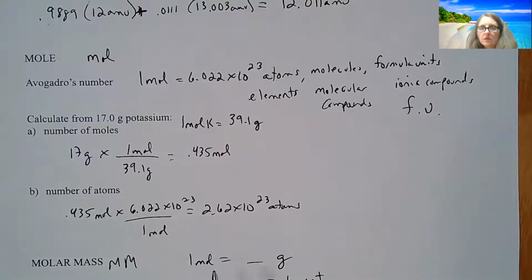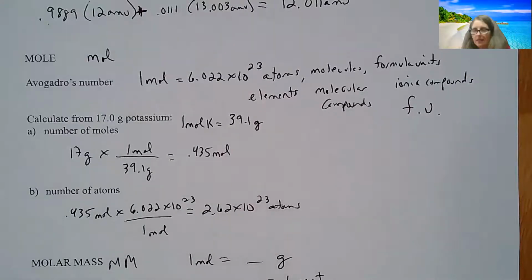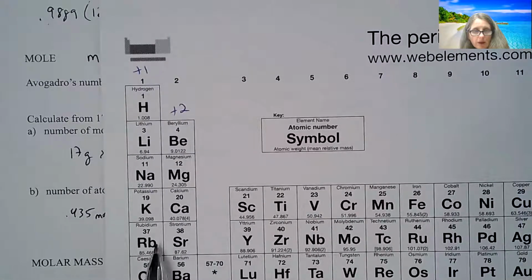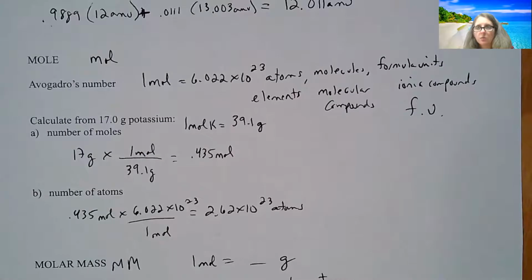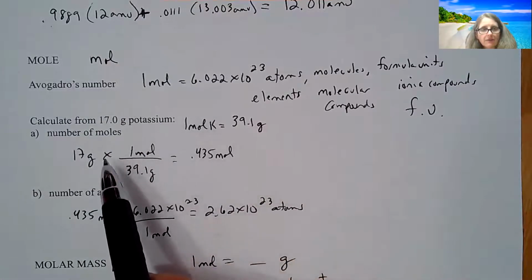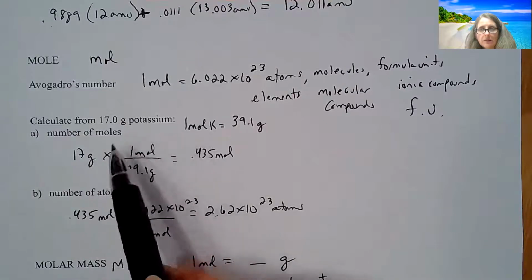So here I have the solutions to these next two problems. Again, when I look off the periodic table and look up potassium and its mass, essentially its atomic weight, it is around 39.1, and I always round it to 1 digit after the decimal. That's how I do my calculations. So if I have 17 grams, I have to divide it by 39.1. So again, you're going to see all of my notes.